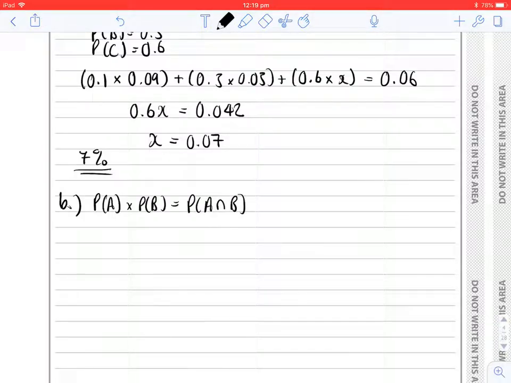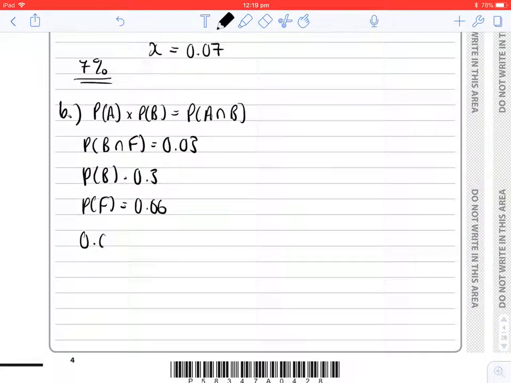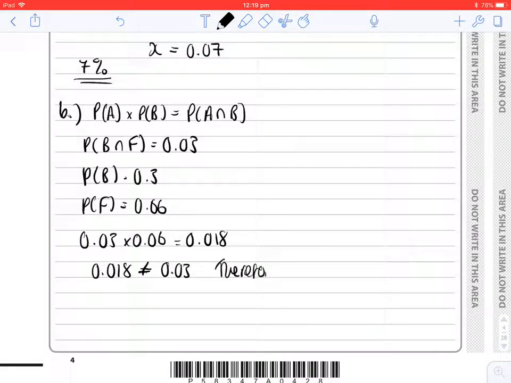So, what we've got is we know the probability that it's supplier B and it's faulty is 0.03. We know the probability that they're from supplier B is 0.3, and we know the probability that it's faulty is 0.06. Now 0.3 times 0.06 is 0.018, and we can say that 0.018 is not equal to 0.03. Therefore, they are not independent.